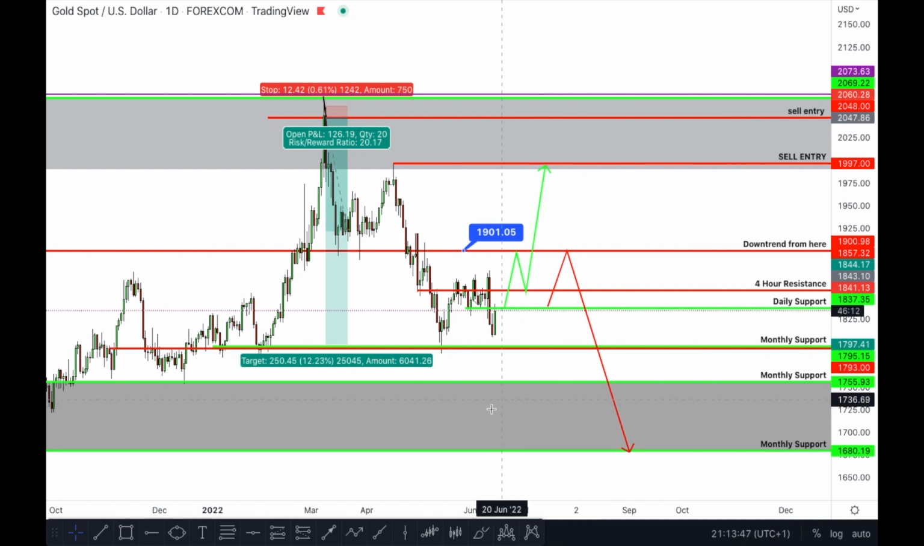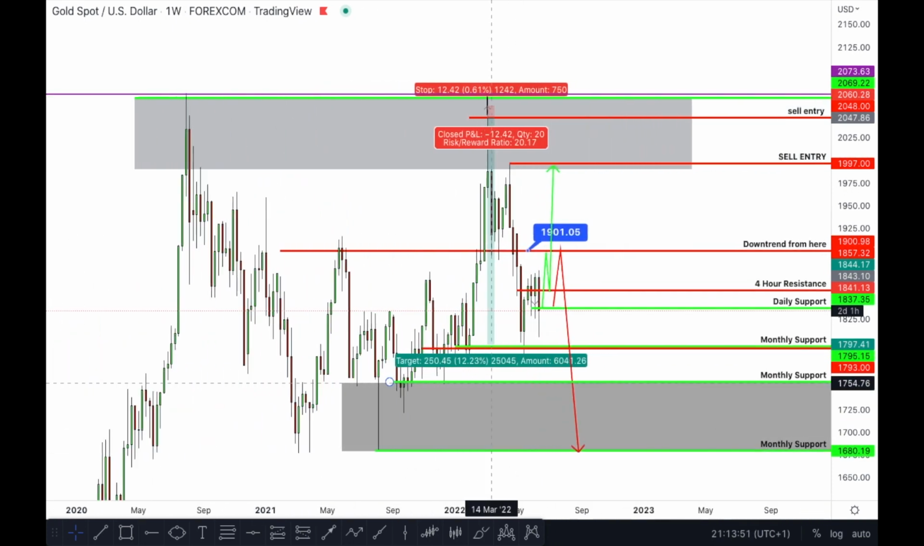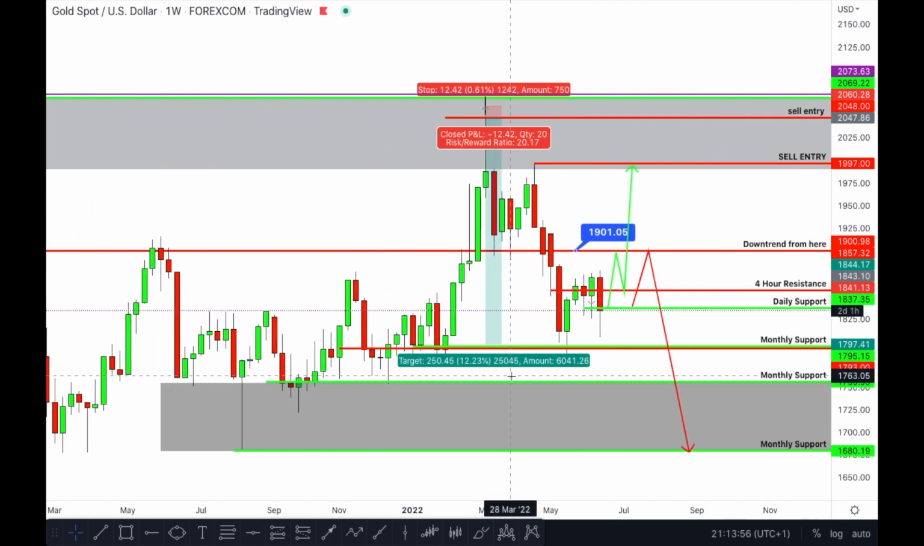I'm also expecting it to go back down towards this level here. My reason being is the same reason. All I'm doing is following price action. I will be wrong sometimes, I'll be right sometimes, but I just follow price action and I trade probabilities.